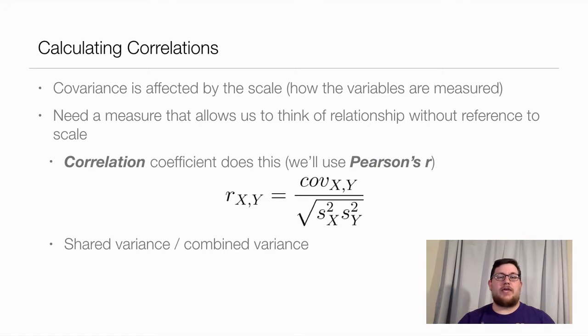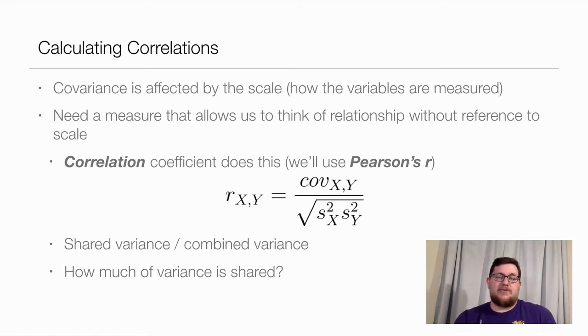So basically what we're looking at here is shared variance or covariance divided by the combined variance of these two things. How dispersed are these, and to what extent do they move in similar directions? So the shared variance: to what extent do they move in similar directions? Combined variance: the overall dispersion of these two variables.